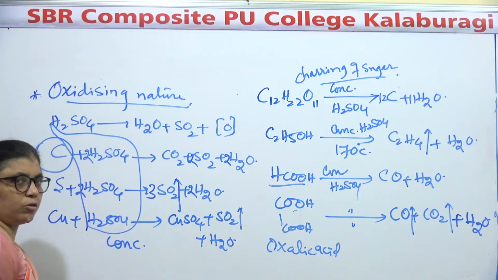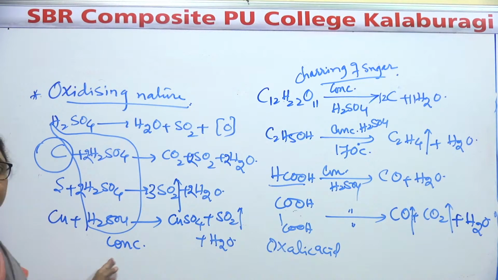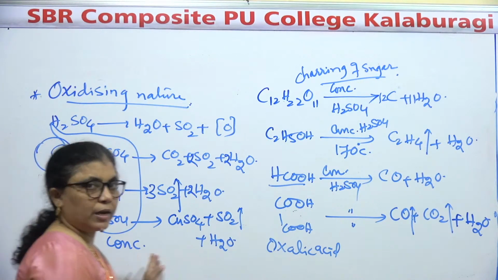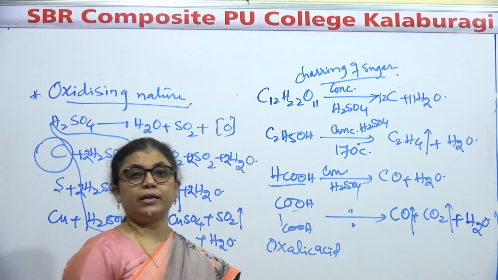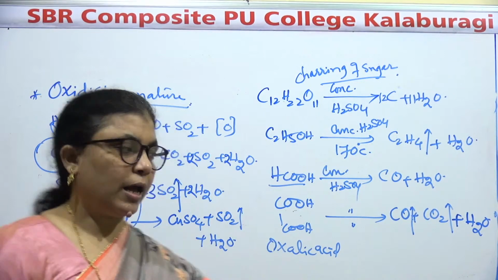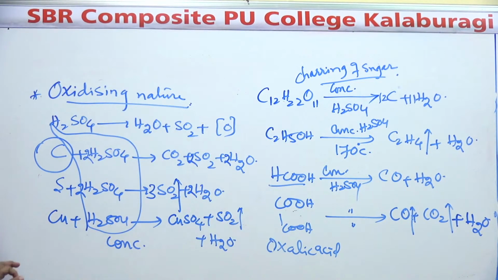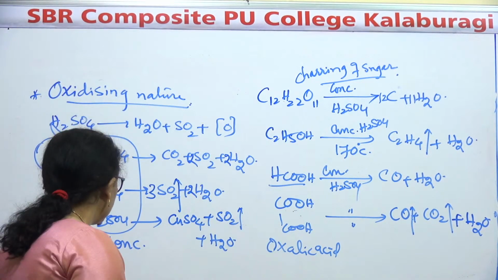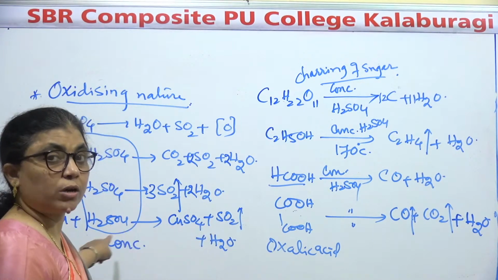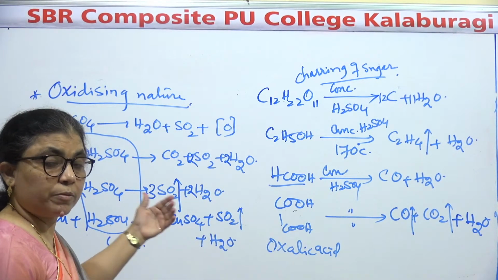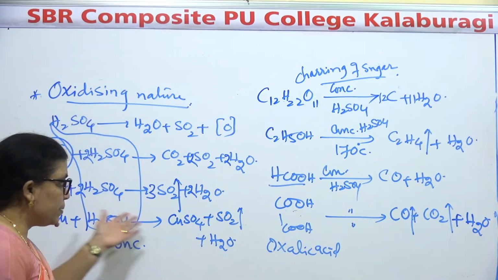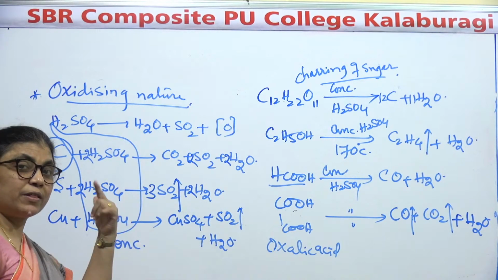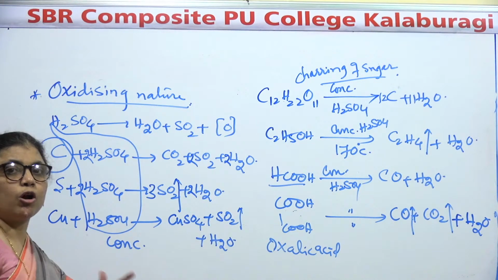Concentrated sulfuric acid can act as an oxidizing agent. It can act as a dehydrating agent. Rather than this, the most important reaction is, even this we have studied in electrochemical series. In electrochemistry we said zinc can liberate hydrogen gas when treated with dilute acid but not copper.